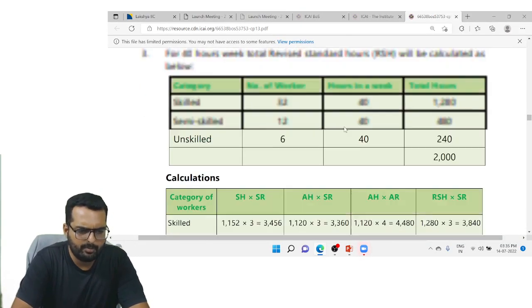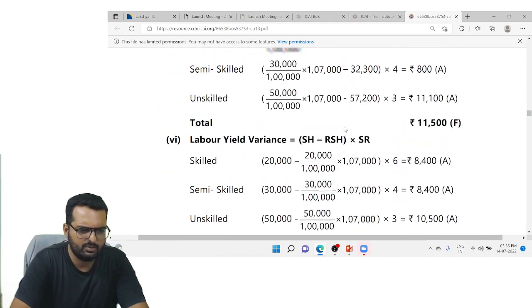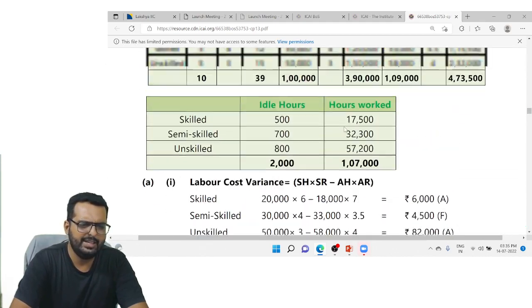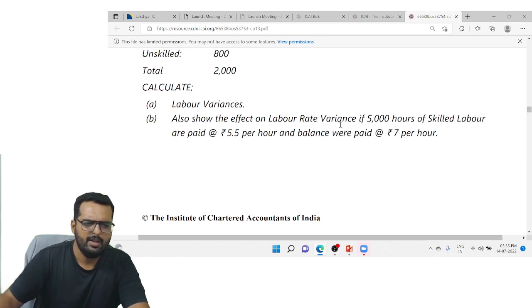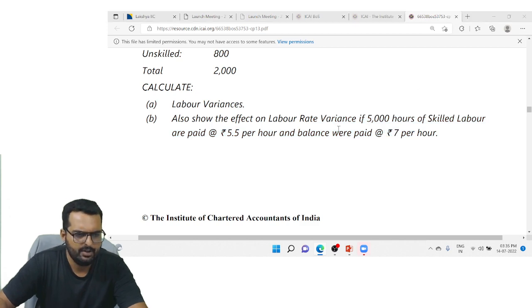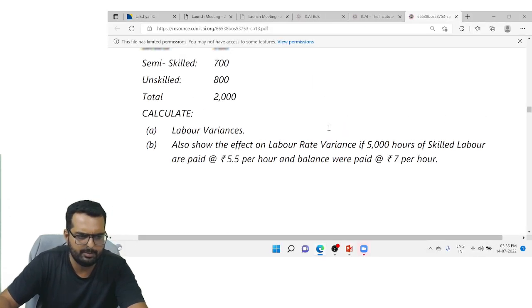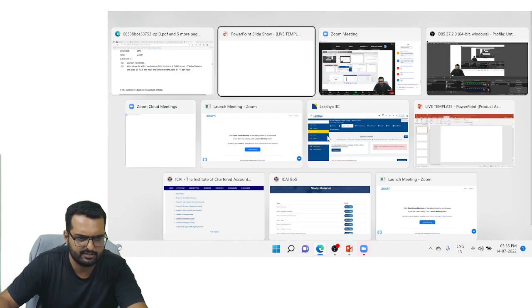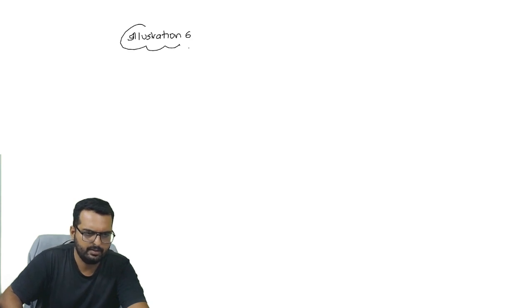Okay, so the previous problem, there was one more question that they have asked us to work out. Friends, that's a very easy problem. You can do that as homework. They're asking you if 5,000 hours of skilled labor are paid at 5.5 and balance at 7. So friends, I'll just share that solution. Maybe we'll give the heading as illustration 6, requirement 2.